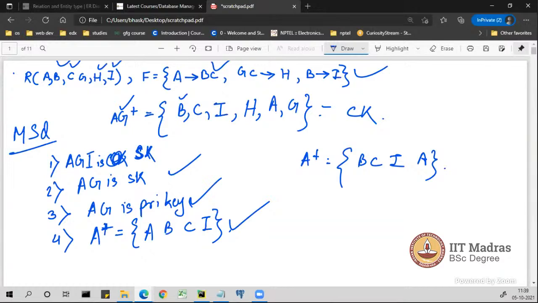A super key is any attribute added to the candidate key, or the candidate key itself also is a super key, right? So candidate key plus 0 or more attributes equals super key. If AG is a candidate key, as we got over here, therefore we can say AGI is a super key. So it satisfies. Okay, fine. So this was one question, and I would like to discuss another question.